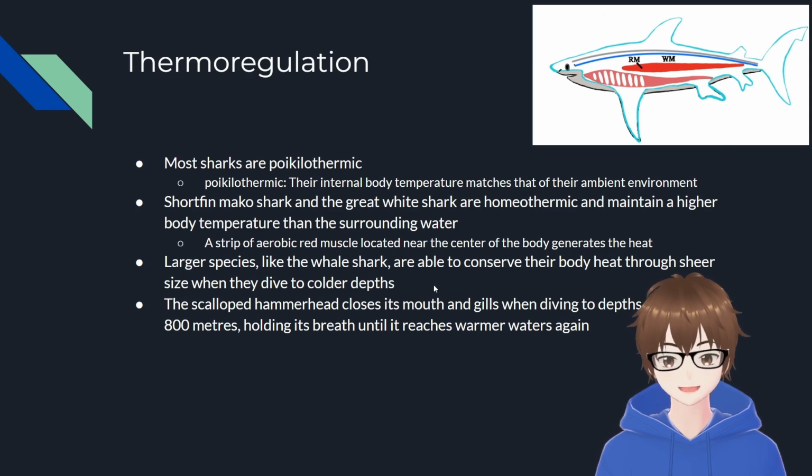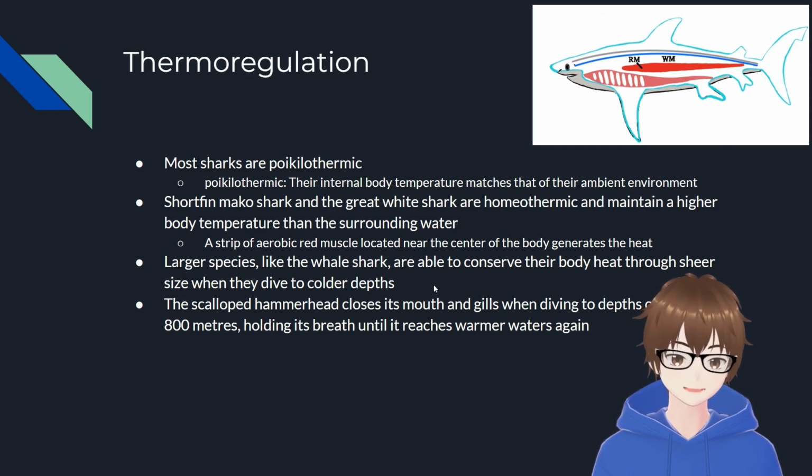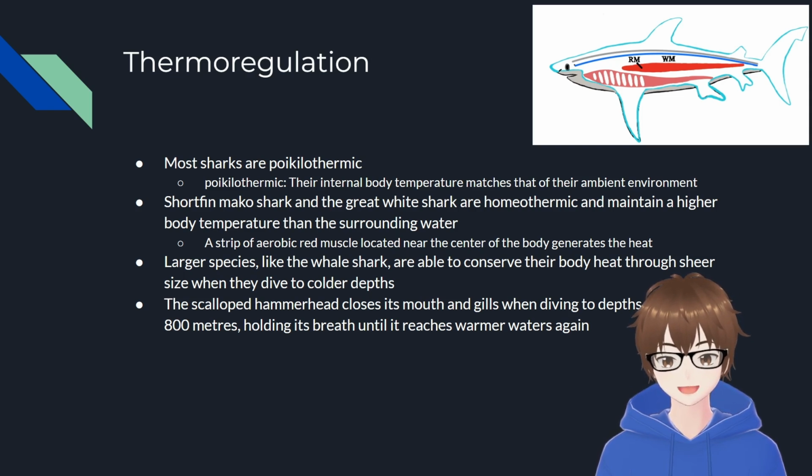Larger species like whale sharks are able to conserve their body heat through sheer size when they dive to colder depths. Just because a whale shark is so much bigger, it's easier for them to conserve body heat because of their volume and mass. Then there's the scalloped hammerhead, which closes its mouth and gills when it dives to depths around 800 meters, holding its breath until it reaches warmer waters again. Because it's not taking in the deep, cold ocean water, it can keep a higher temperature until it reaches the warm waters again.